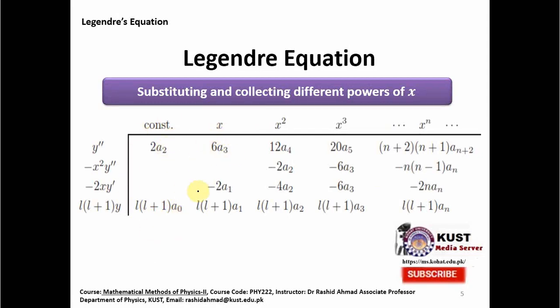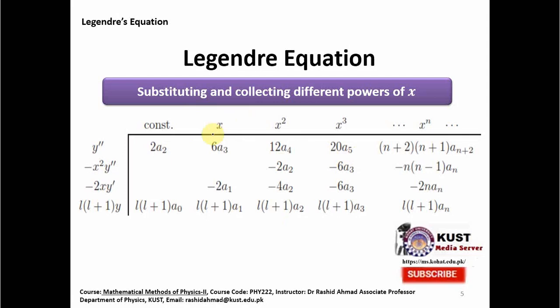Then you see that we have the coefficients for x as well and y prime. So you see that we actually have 4 types of terms over here, and as you see, they are y double prime, minus x square y double prime, minus 2xy prime, and L into L plus 1 into y. And then all these 4 types of terms have some constants over here.